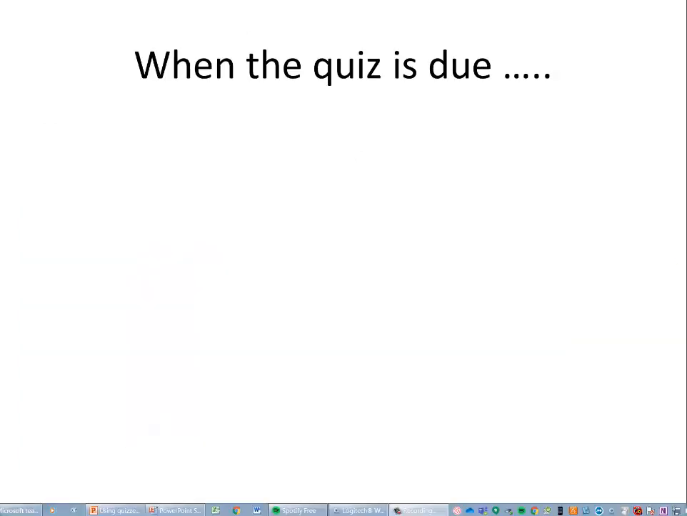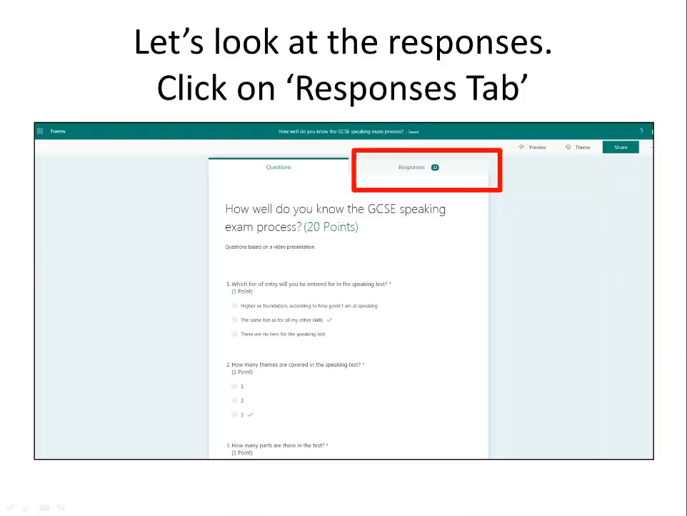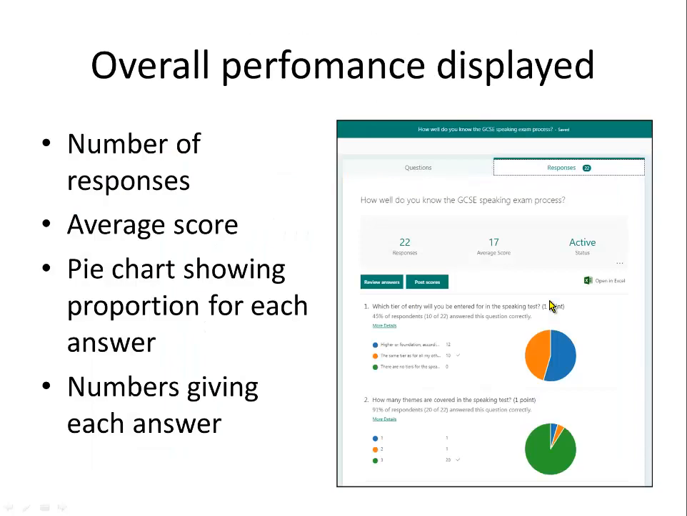So you've designed your quiz and you've sent it off. When you want to have a look to see how people did, you open up the form again, you've got the questions there, and then you look at the responses tab, and look, we've got 22 people who have answered. With one click you can then see really a summary.